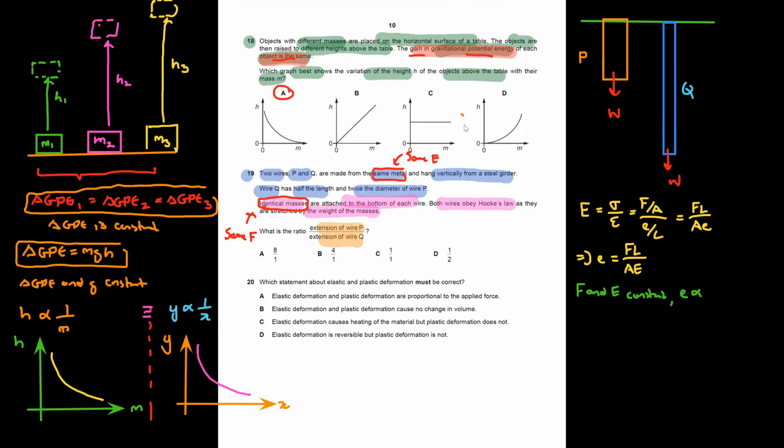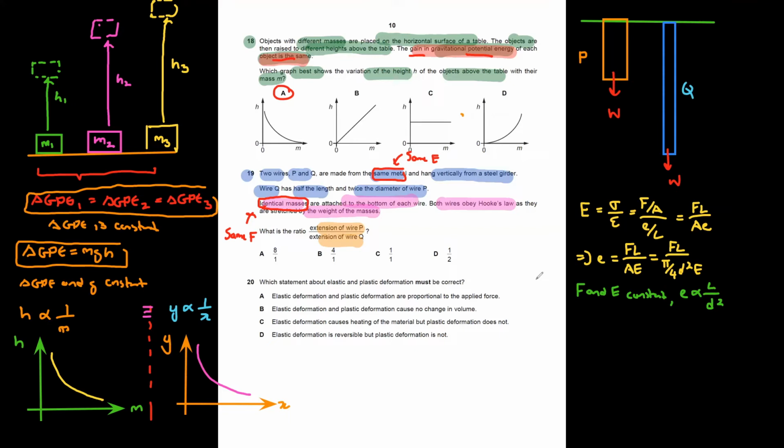Sorry, I forgot something here. This should be FL over pi over 4 D squared. I forgot to expand the area. So if I say force and Young's modulus are constant, that would mean extension is directly proportional to L over D squared. Okay, so that's what you have here.